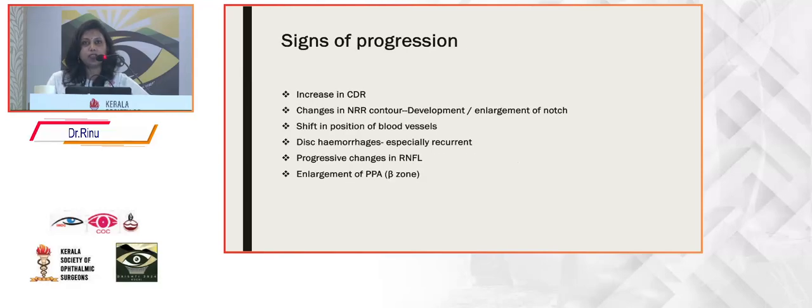The signs of progression are progressive increase in the cup disc ratio, changes in the NRR contour such as development or enlargement of a notch, shift in position of vessels, recurrent disc hemorrhages, progressive changes in RNFL defect, and enlargement of the beta zone of peripapillary atrophy.